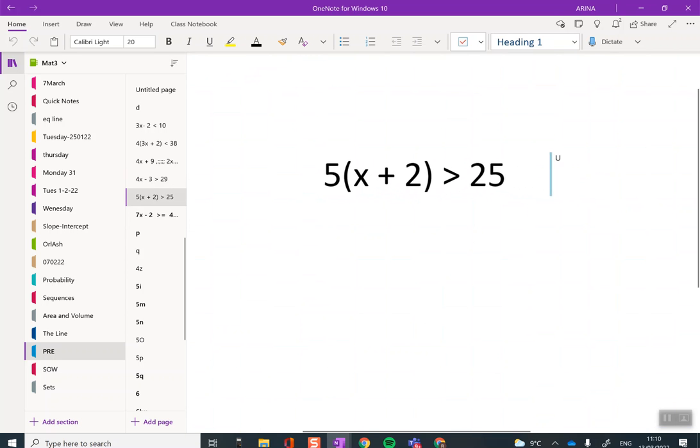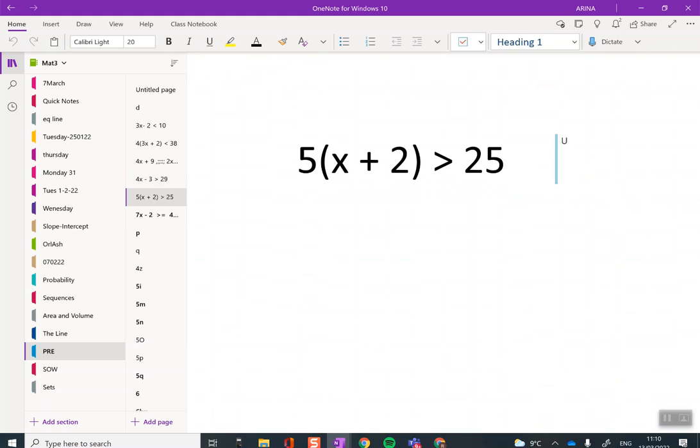Now, this time the 5 will divide in. So what we do is we divide by 5 on both sides. And we can drop the bracket.